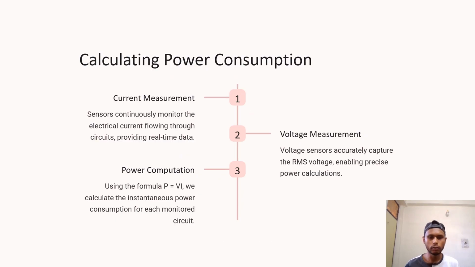Finally, when we have the information about the current in this circuit and the voltage in this circuit, by providing this real time data, we can use the formula P equal to VI to calculate the instantaneous power consumption for each monitored circuit. Same through voltage measurement and current measurement, using the RMS voltage value and the current value, we can use this formula to compute the power consumption for each monitored circuit, which is divided throughout the different parts of our home.